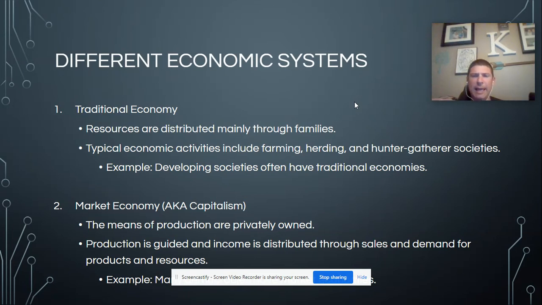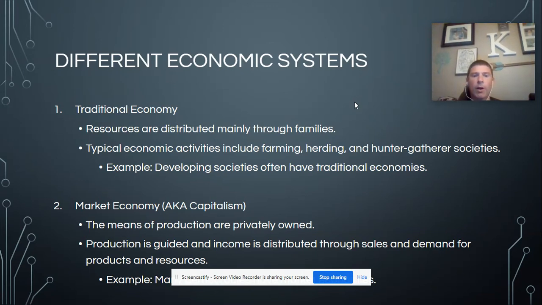There really isn't a government, and there may be a lack of currency, money that changes hands. It may be more like a bartering system. So it's usually distributed through families. This is the most basic level of economies.